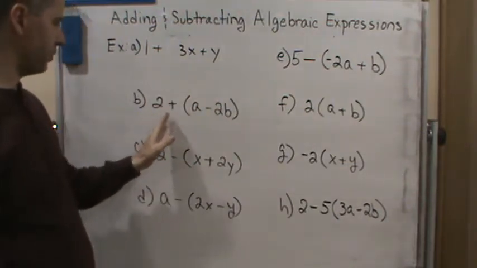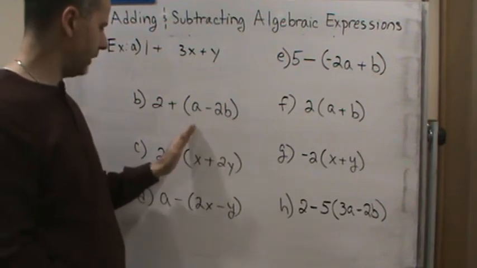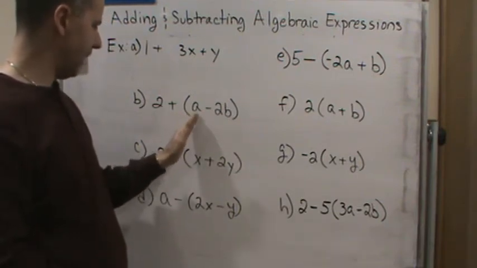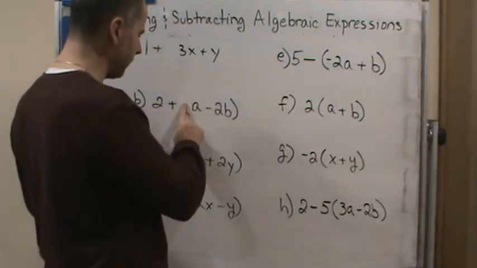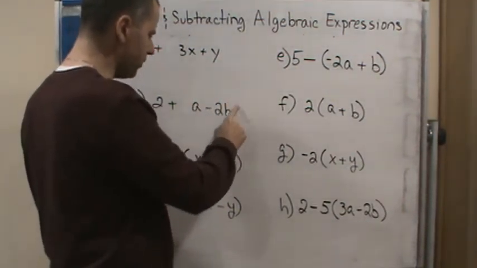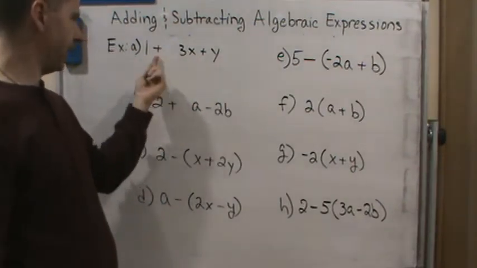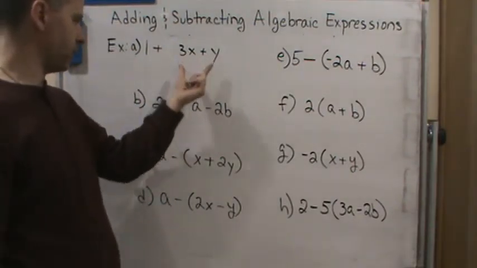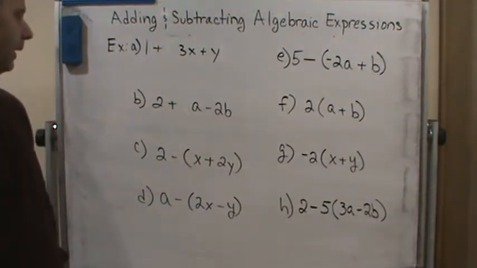For example, here as well, we're adding this entire quantity. Well, adding this entire quantity would be the same as just adding A and then subtracting B. So again, we don't need the parentheses here. So whenever there's addition involved with a group, we're adding a group, an algebraic expression as a group, we can just drop the parentheses, okay?